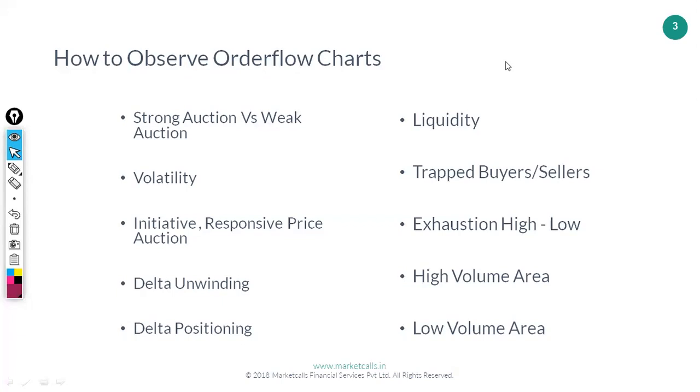So let's start the session here. First, we'll talk about the strong auction and a weak auction. Just like we discussed yesterday about strong auction and weak auction in market profile, where we discussed the single prints, right? So single prints are one-time framing or a sign of strength. Here as well, the same concepts apply.